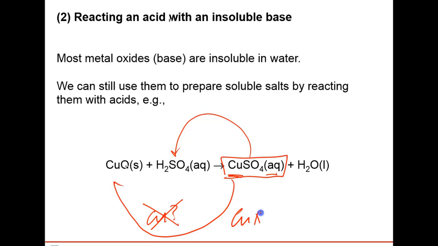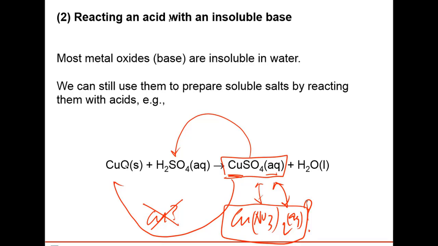Can we use copper nitrate? No, because copper nitrate is soluble in water. So what happens if we add extra copper nitrate in? How are we going to separate this out from the salt, copper sulfate, which is also soluble in water? There's no way, right? They are both soluble in water, so there's no way to separate out any excess copper nitrate if you add excess. So what do we do?